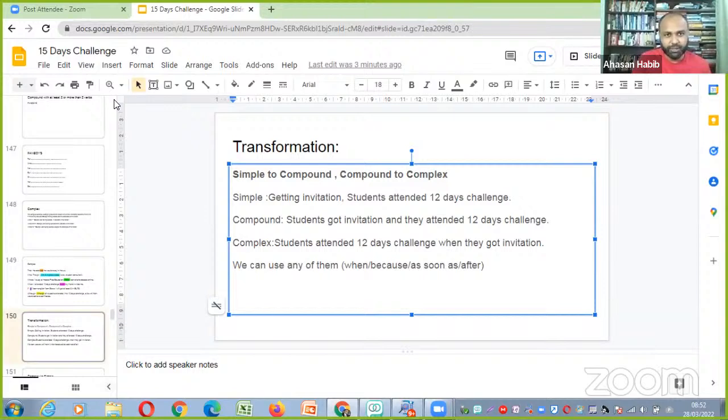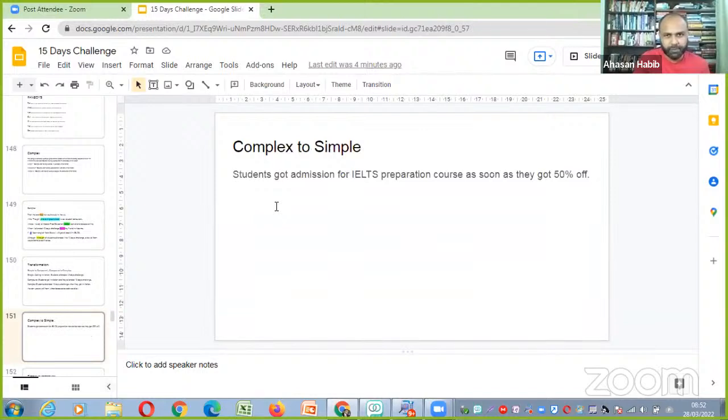So next, I would like to practice a few things. So complex to simple. See, this is the complex sentence. Students got admission for IELTS preparation course as soon as they got 50% off. Right, so now I would like to make it simple.